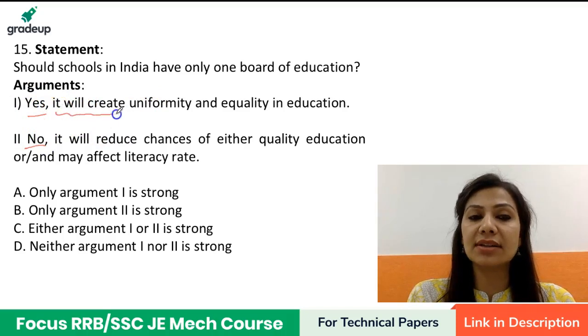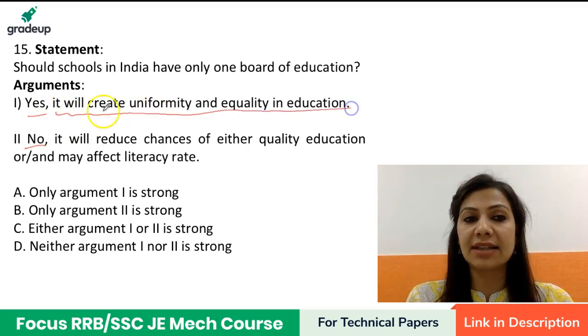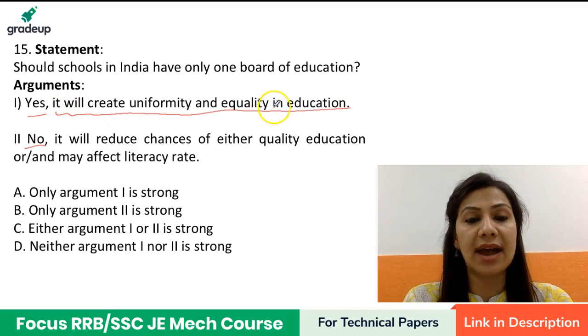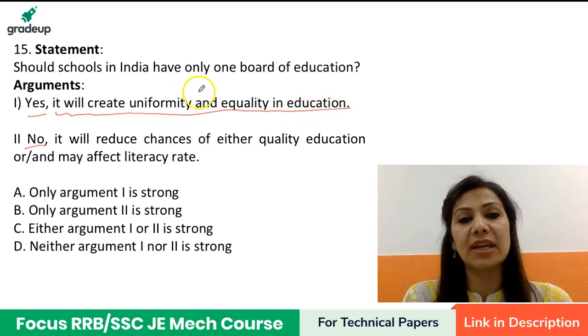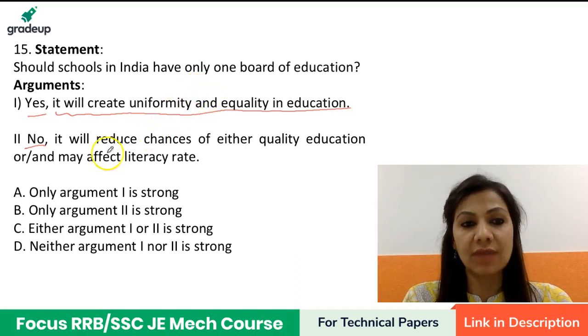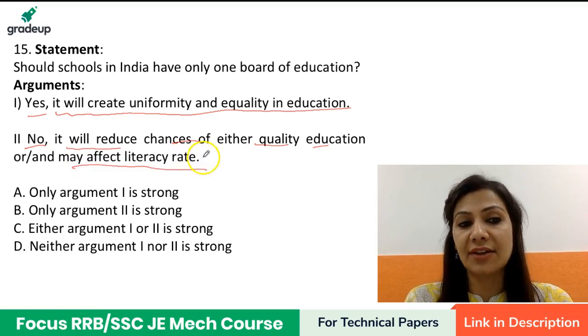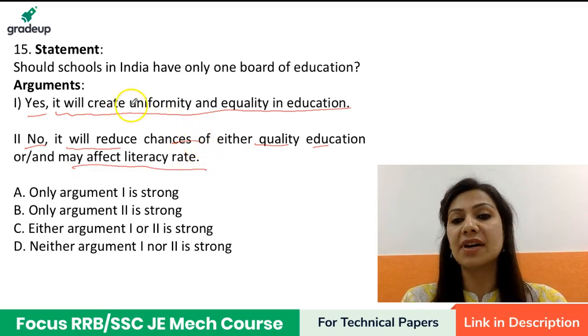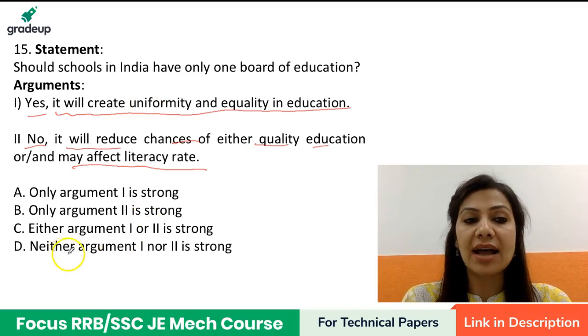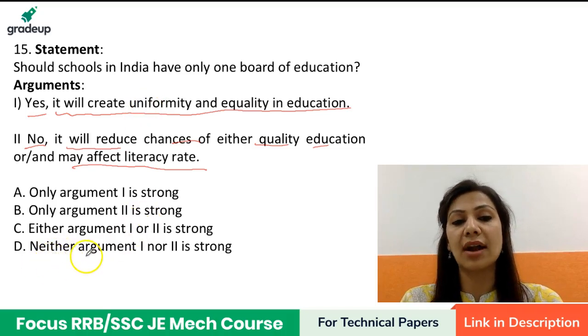The reason you are connecting is what matters. Like, it will create uniformity and equality in education. So do you think it will result in uniformity and equality in education? Second is no, it will reduce the chances of quality education or may affect the literacy rate. So this is definitely wrong. And in fact, the first is not as strong. So your answer will be that neither argument first nor argument second is strong. You will select option D.